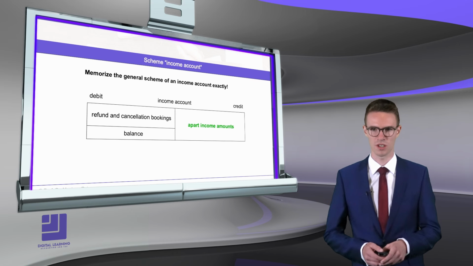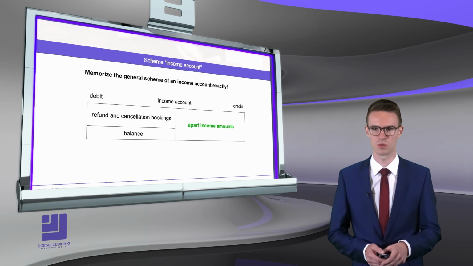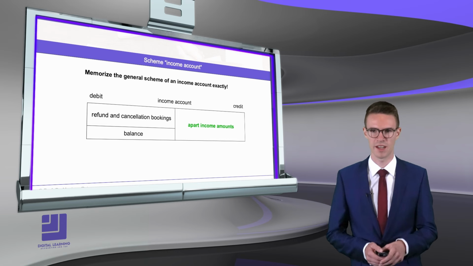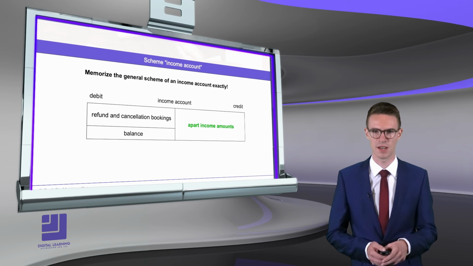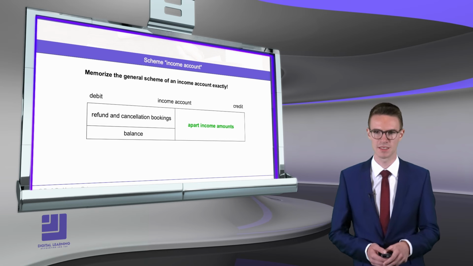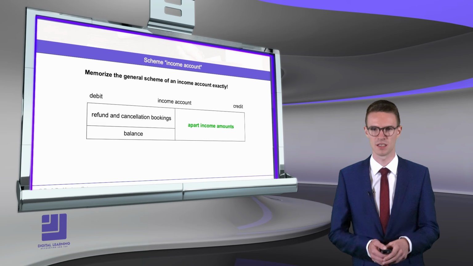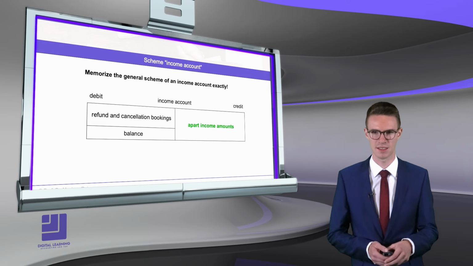After the 2 stock accounts, I will also show you the profit and loss accounts as well. On this slide, we begin with the income account. On the right-hand side, the credit side, all apart income amounts are posted. These incomes are only reduced if refunds or cancellation bookings take place. The income amounts minus the cancellations equals the balance.